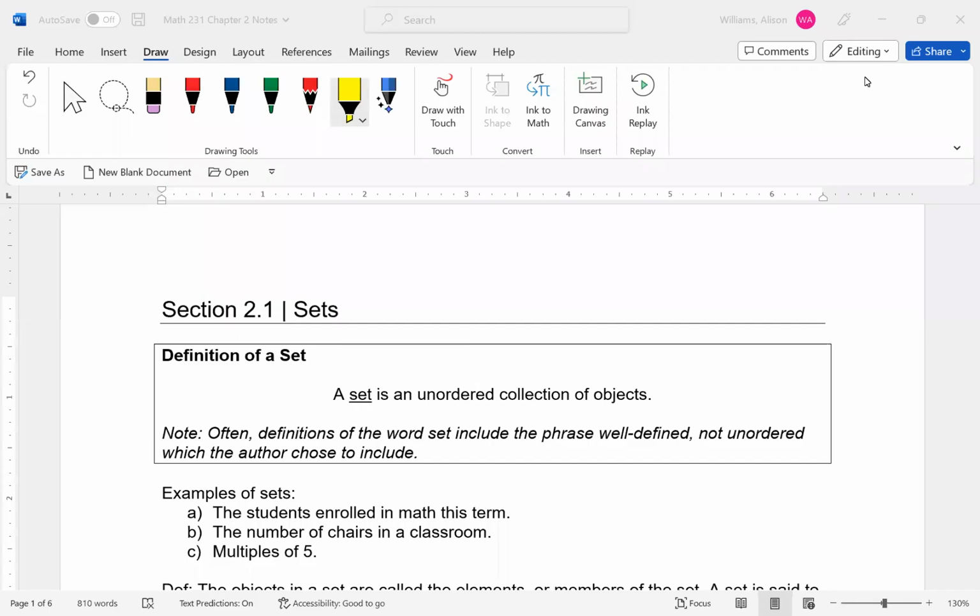In this video, we're going to talk about sets. Now let's start with the definition of a set. A set is an unordered collection of objects.